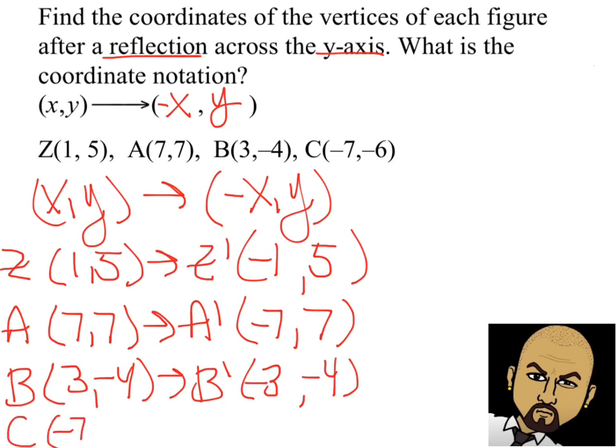And here is the C vertex, which is the ordered pair (-7, -6). Again, reflection across the y-axis. The y value is -6, so it's going to stay the same. And the x value is -7. But because x becomes the opposite, well, what's the opposite of -7? It becomes +7. And as you can see, the negative x does not mean that x is always going to be negative. It's going to become the opposite of the x coordinate in your pre-image on your vertex.